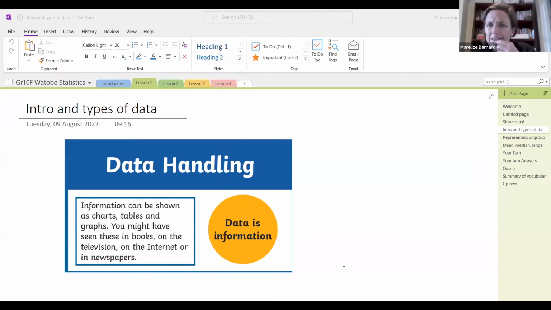Let's start with what is statistics? What is data handling? What is that about? So data handling really is about gathering information. And the information can be presented in charts, tables, graphs. Maybe you've looked on the news lately, or on the television, on the internet, newspapers and books. Maybe you've seen something there that was represented in a graph or a diagram, and that really is about information.